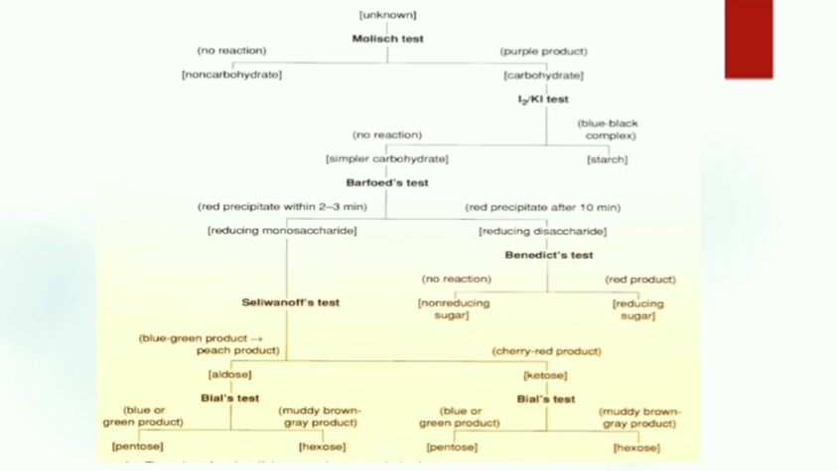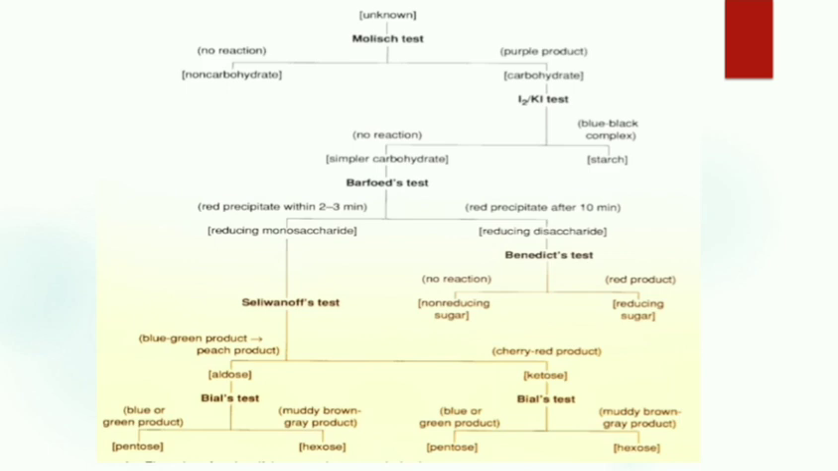You can get two observations. First is the blue-green color and the other is the cherry red color. If there is a cherry red product, these are ketoses. If there is a blue-green product, these are aldoses. If it is aldose or ketose, you have to perform the Bial test.